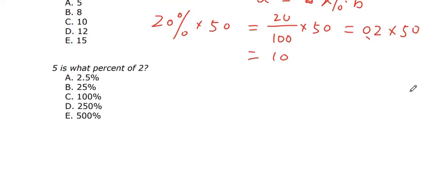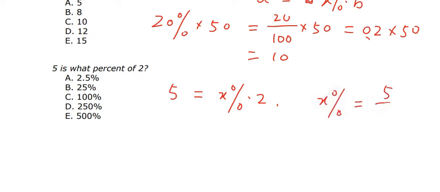So 5 is what percent of 2? Which is 5 is x percent of 2. So this x percent equals 5 over 2, right? X percent is 5 over 2. So what is this x? X should be 250, right? X percent equals 5 over 2 is just like x over 100 equals 5 over 2.